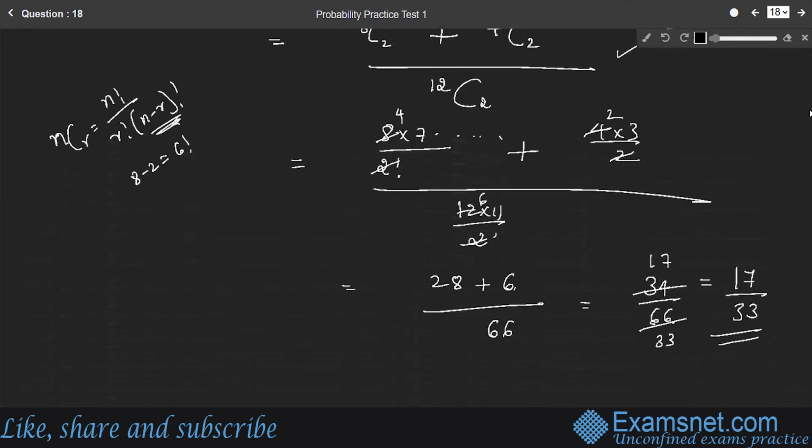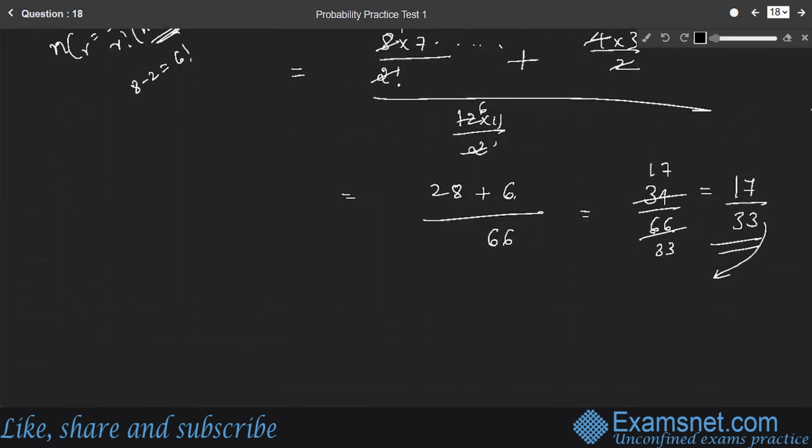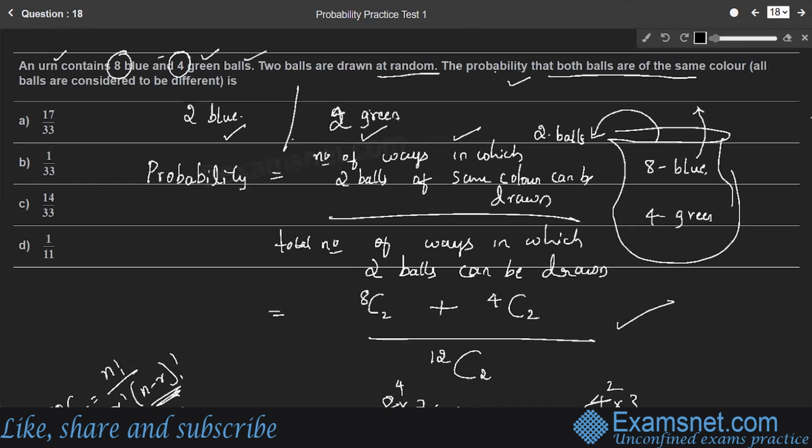So that means if you draw two balls out of the urn, out of 33 ways, in 17 ways you will get the two balls of the same type, same color. So that is the meaning. Therefore, option A is the right answer.